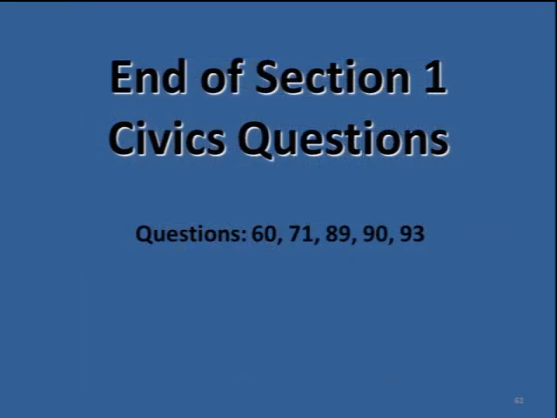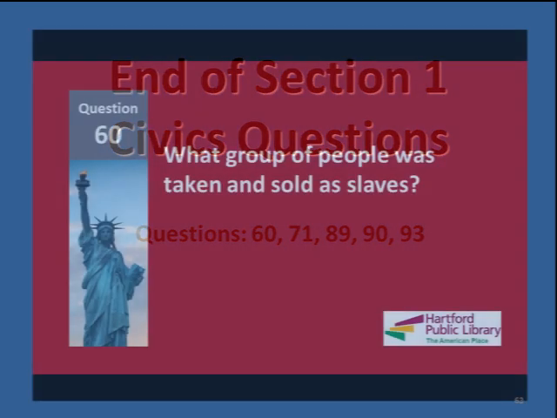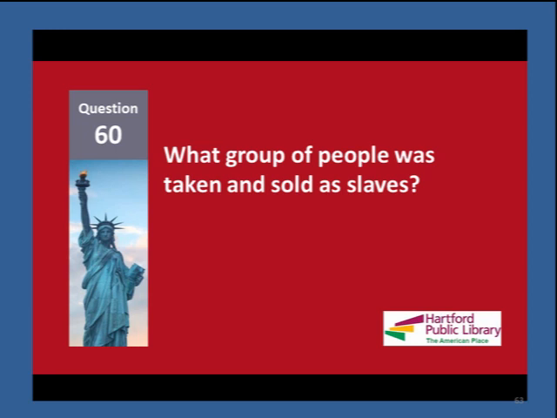This is the end of Section 1. We will now practice the related civics questions. Question 60. What group of people was taken to America and sold as slaves?